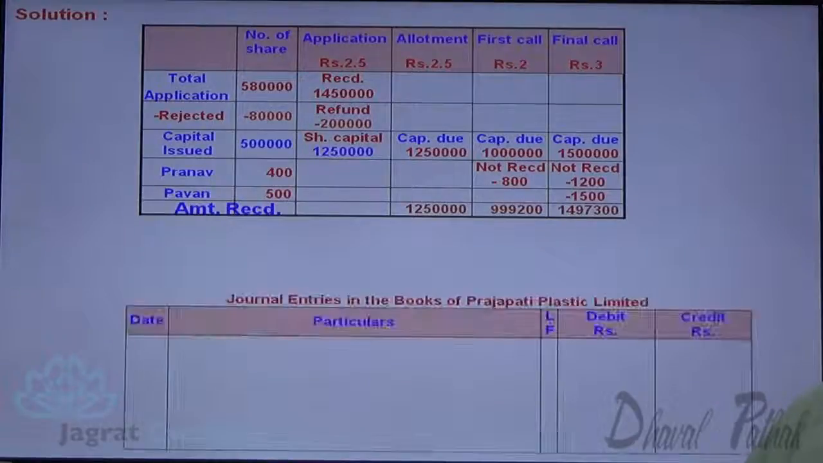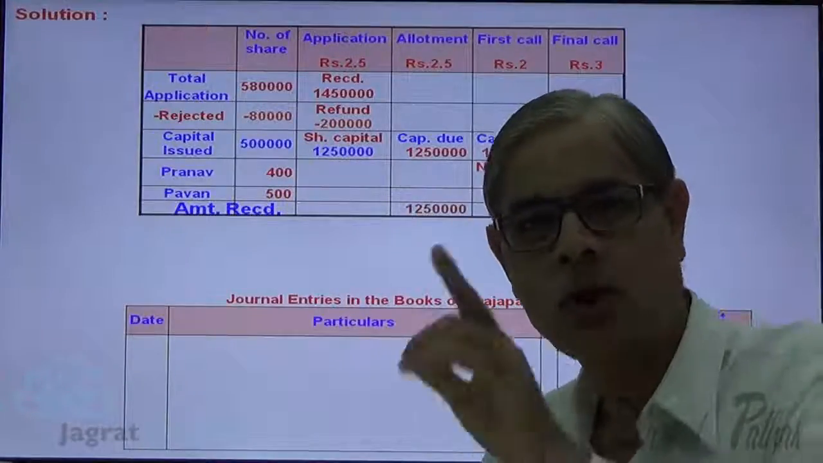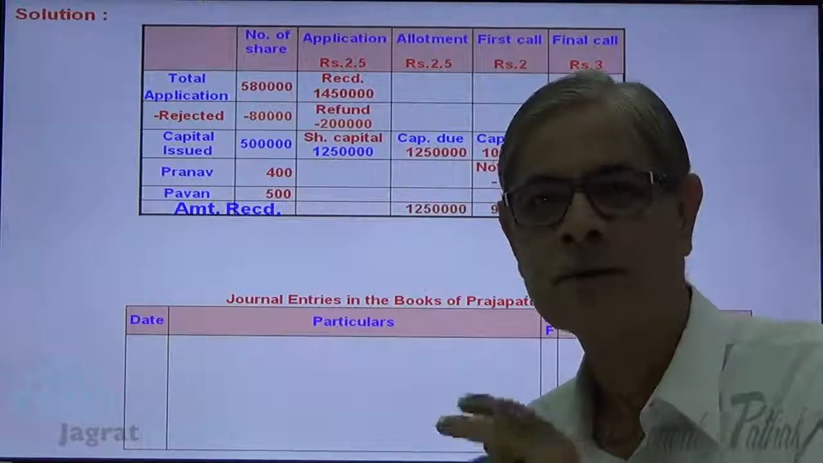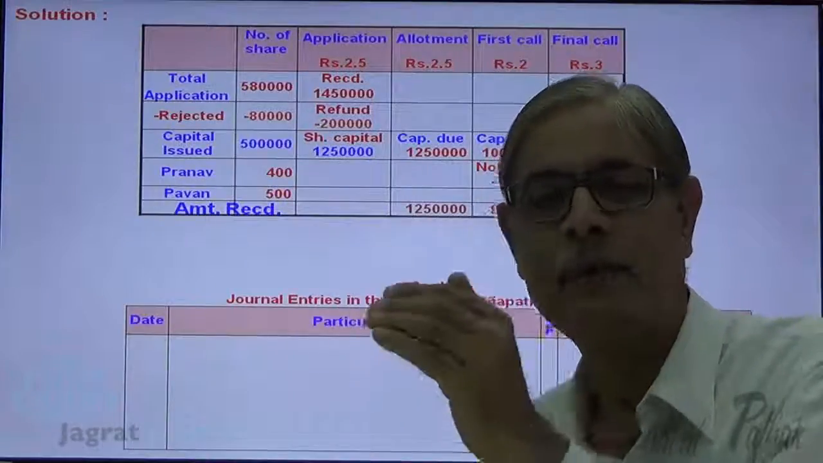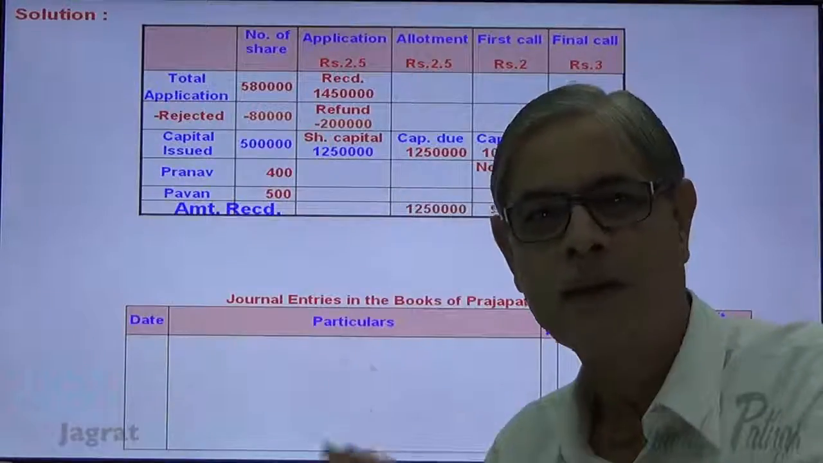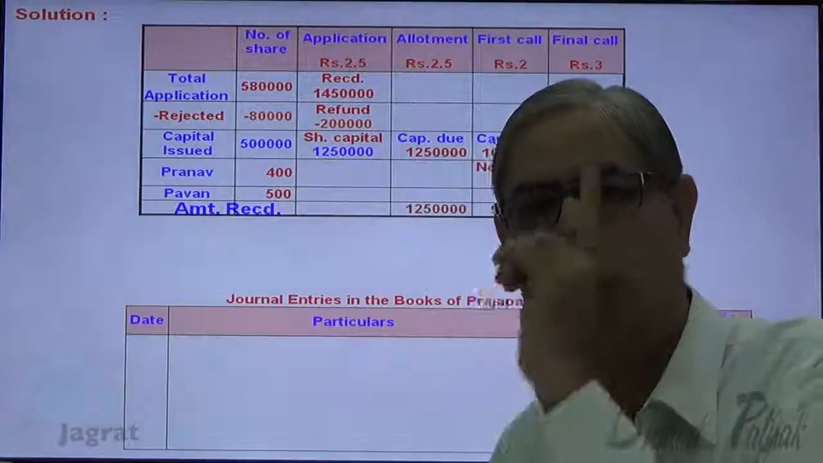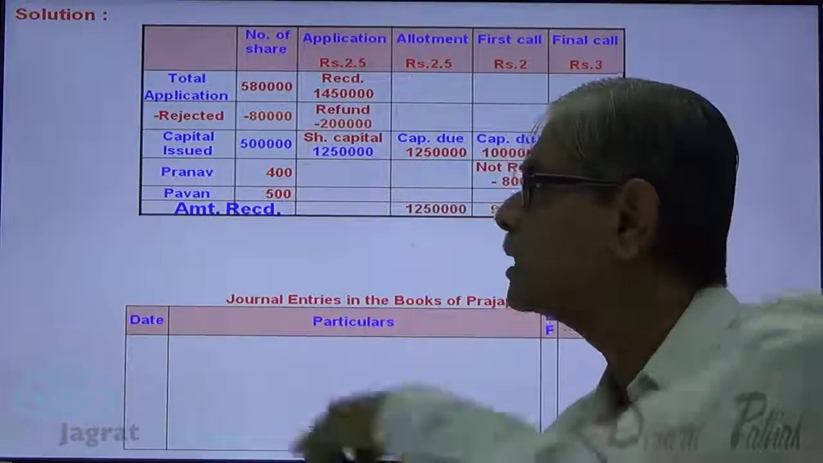Now I demand the final call, that too on all 5 lakh shares. You can't say that as Pranav has not paid first call on 400 shares, so he will not pay the second call also on 400 shares. And on that pretext, you should not see to it the amount demanded for final call is on number of shares less by 400. No, that is not the right understanding. So amount has to be demanded on all shares issued. So final call demanded on how many shares? 5 lakh shares.